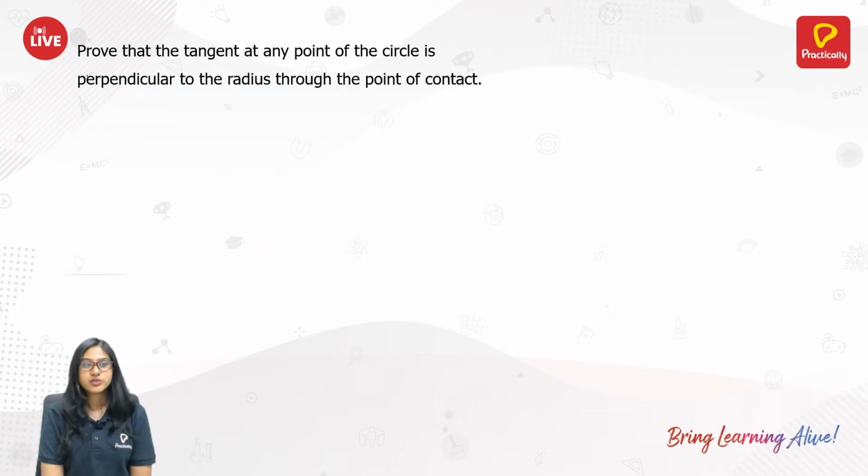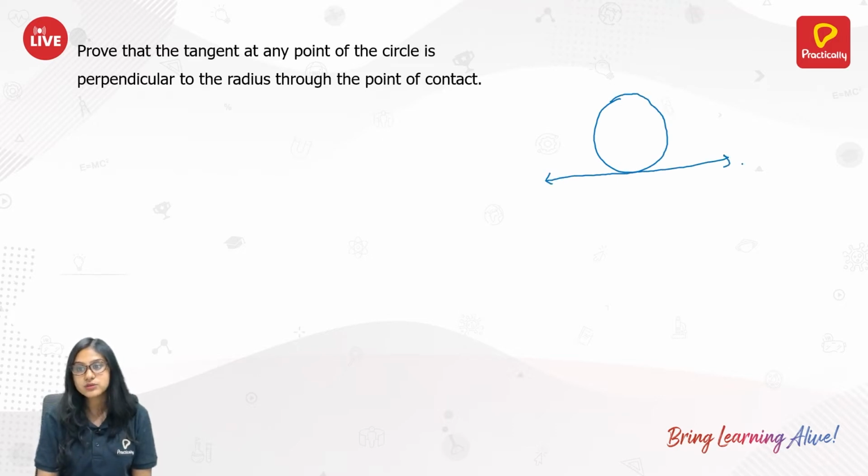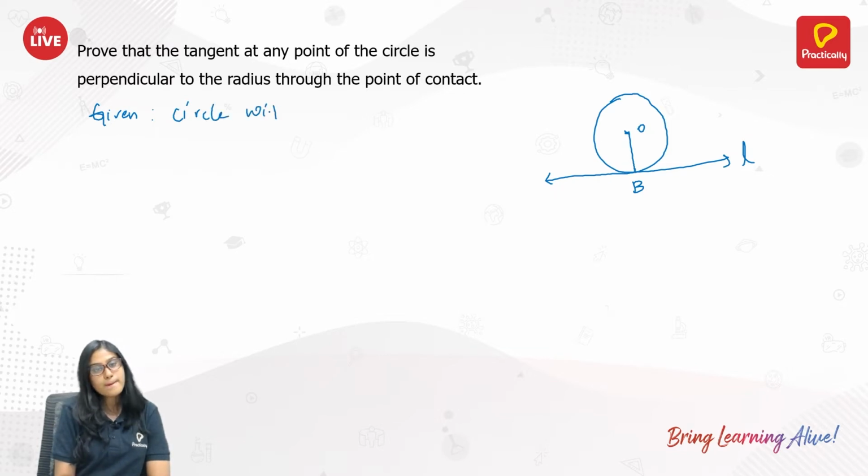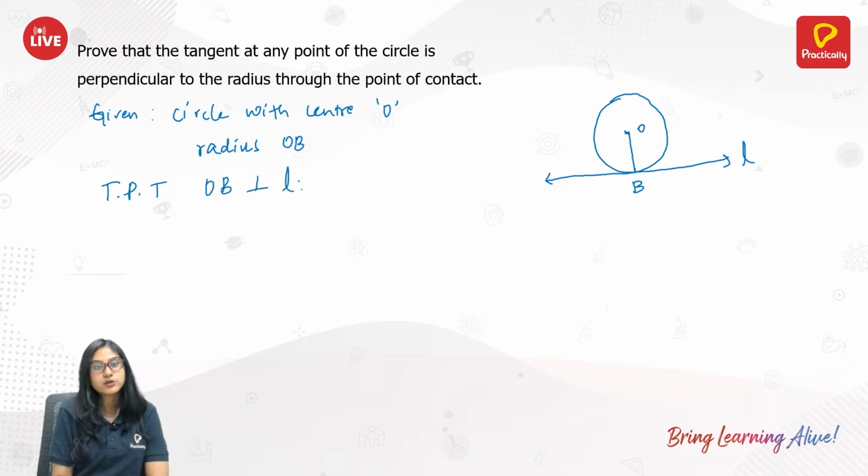Now, let's see. First question: prove that the tangent at any point of the circle is perpendicular to the radius through the point of contact. So first let us draw the circle and also the tangent. Let us take it as line L, the center O and a radius OB. Now, given a circle with center O, obviously we have also drawn the radius OB, correct? What do we have to prove? To prove that OB is perpendicular to line L. Let's see the proof.